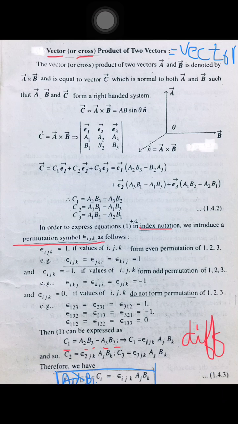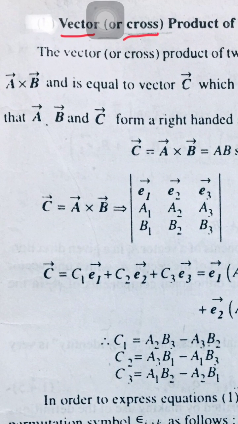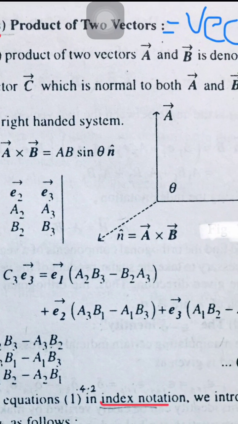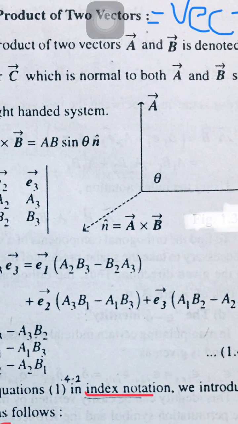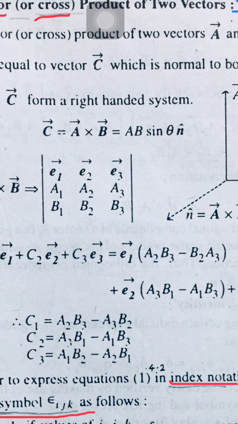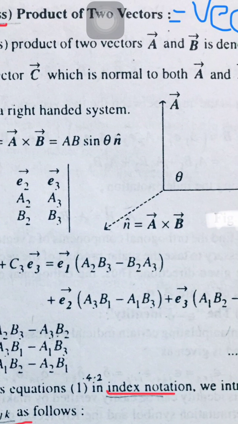How do we define this? Let the vector or cross product of two vectors A and B be denoted by A cross B. In the dot product we have taken A dot B, but in the case of the cross product we denote A cross B, and it is equal to a vector C because it gives us a vector quantity. Let this vector quantity be a vector C, which is normal to both A and B, such that A, B, C form a right-handed system or a Cartesian system.